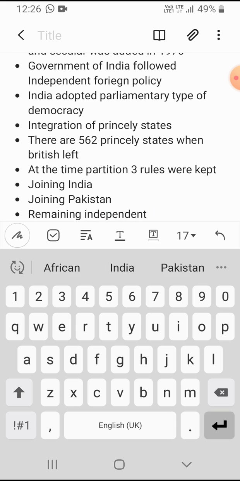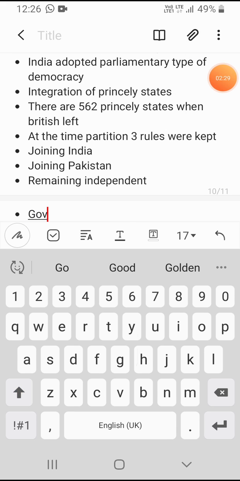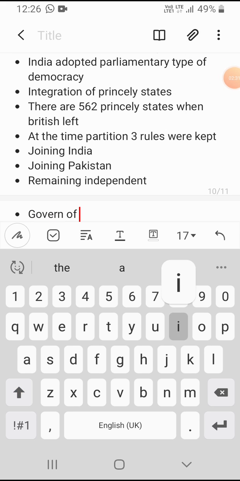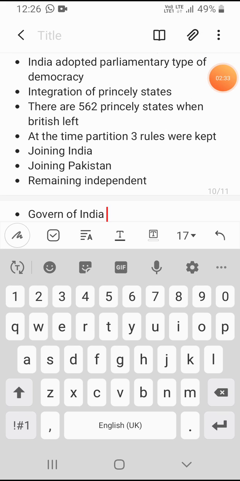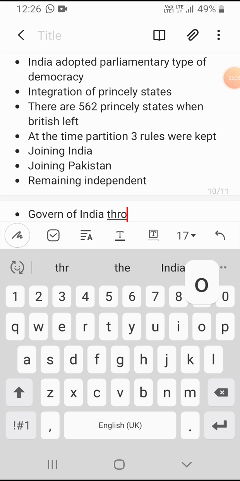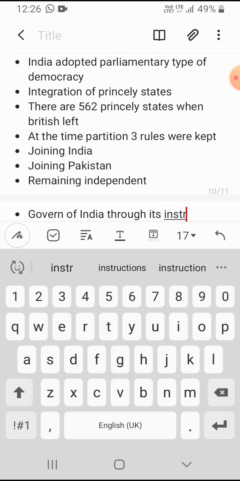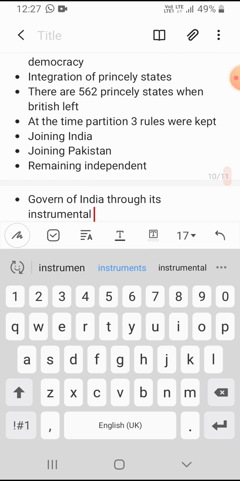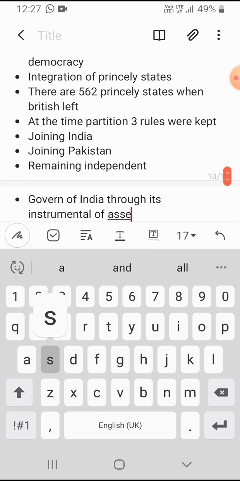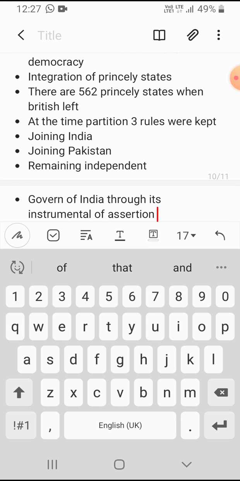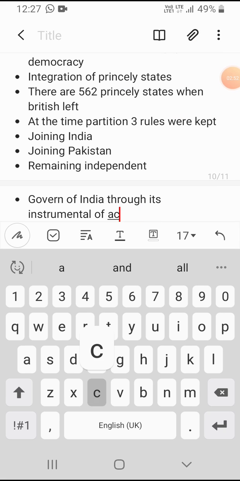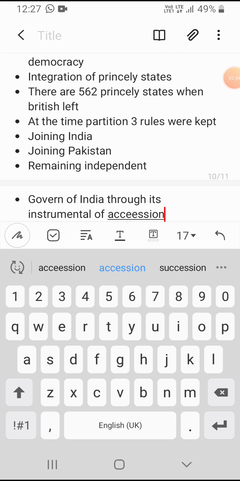During this, the Government of India, through its instrument of accession, said to the princely states.